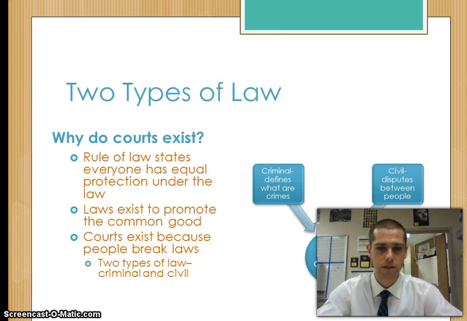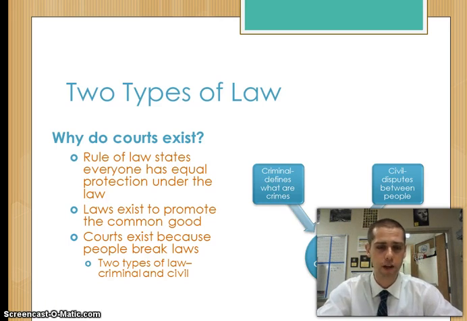Now we have 2 main types of law. We have criminal law and we have civil law. Criminal law defines basically what crimes are. If you break a law, meaning a crime, like you steal a car or you rob a bank, that is criminal law. There's also civil law, which settles disputes between people, like when someone sues someone else, or if you guys have ever seen Judge Judy, that's all civil law. 2 totally different types of law.